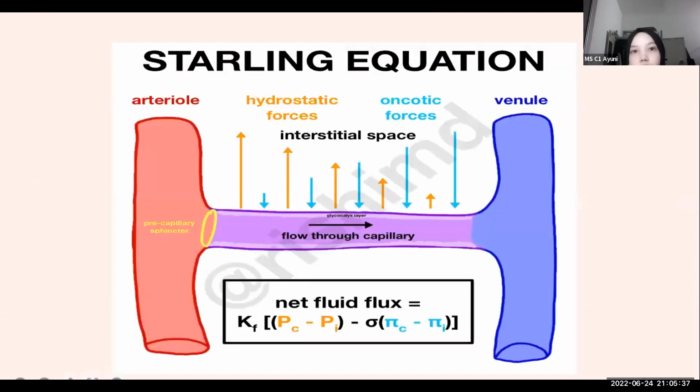Okay, so this is the Starling law, or Starling equation, about what determines the flow of substances through the capillary. There are two types of forces, hydrostatic and oncotic forces, which are present inside the capillary and also in the interstitium. So any imbalance of these, for example increased hydrostatic forces or decreased oncotic forces, will force fluid to go outside of the capillary.